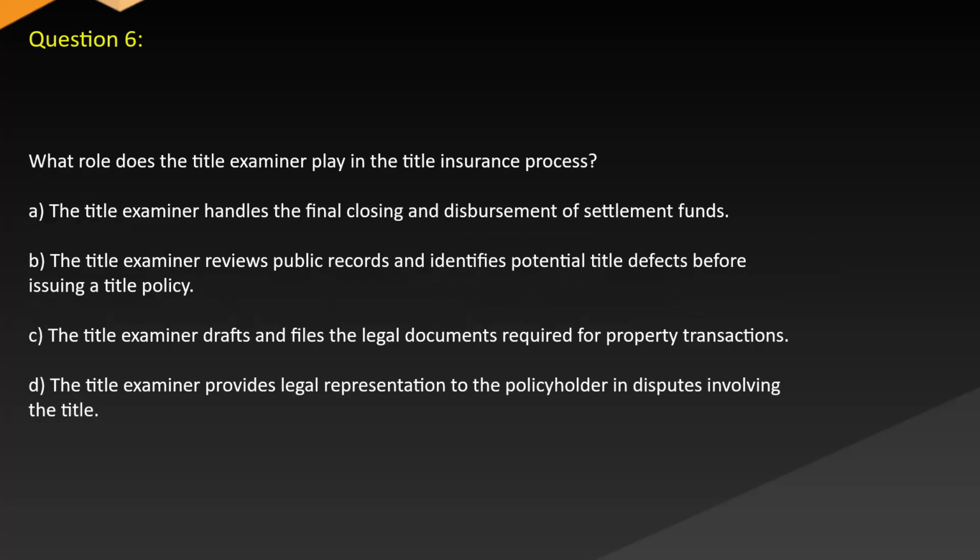Question 6. What role does the title examiner play in the title insurance process? A. The title examiner handles the final closing and disbursement of settlement funds. B. The title examiner reviews public records and identifies potential title defects before issuing a title policy. C. The title examiner drafts and files the legal documents required for property transactions. D. The title examiner provides legal representation to the policyholder in disputes involving the title.